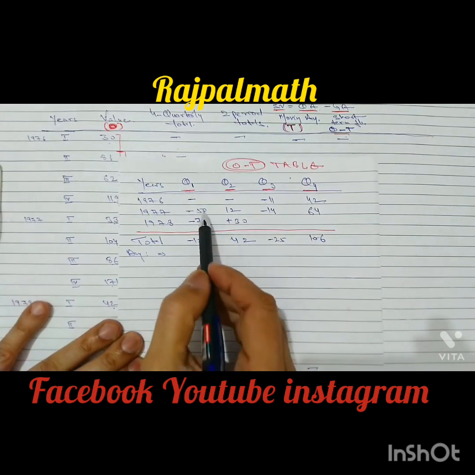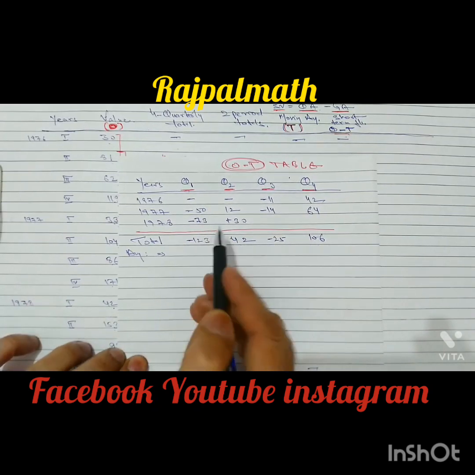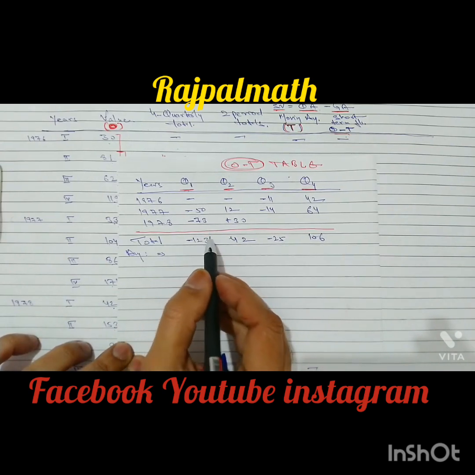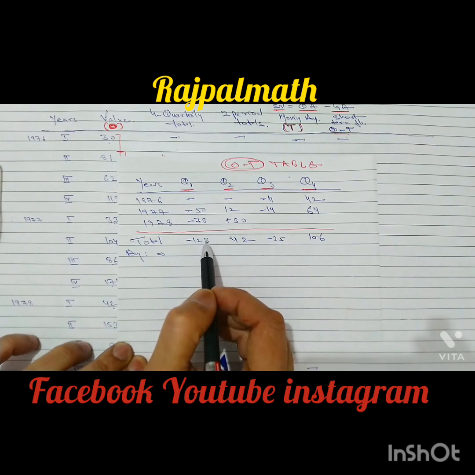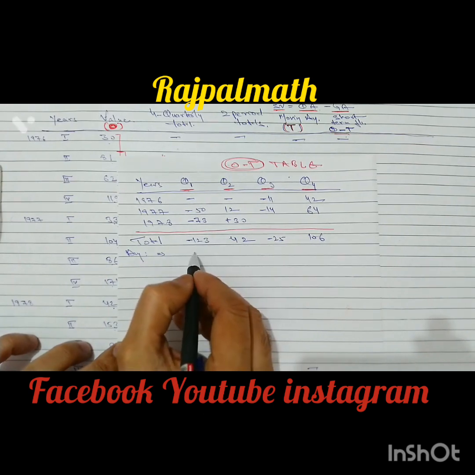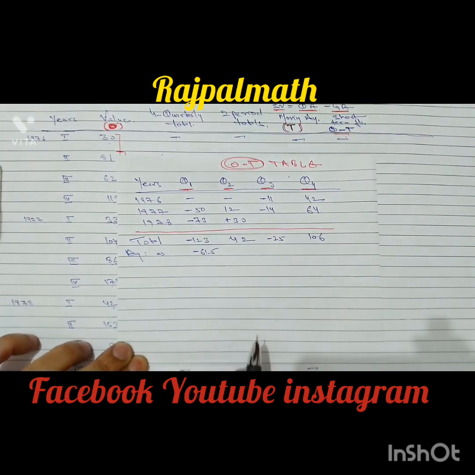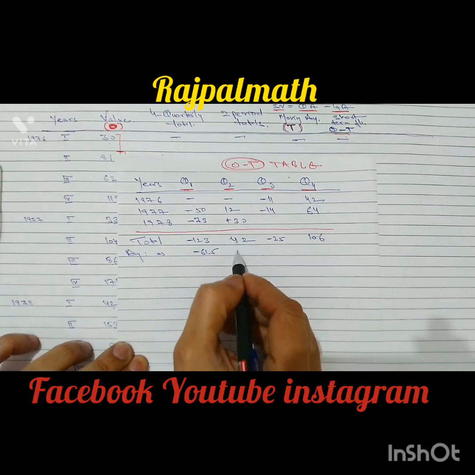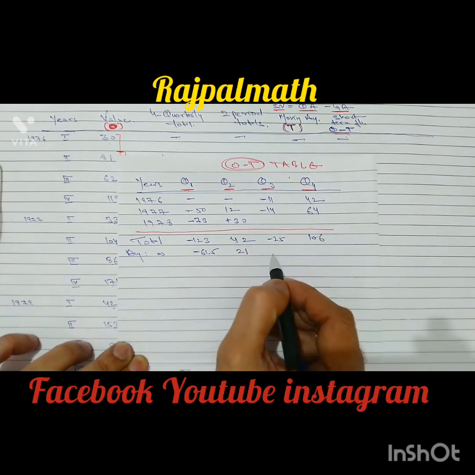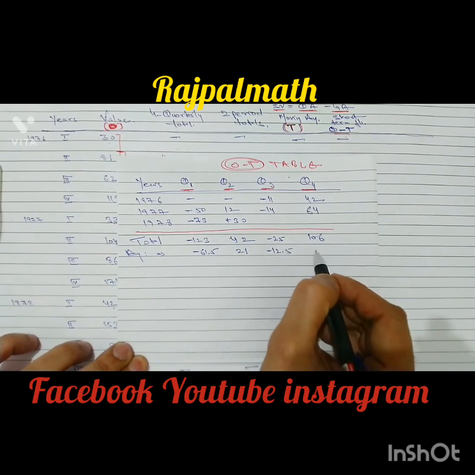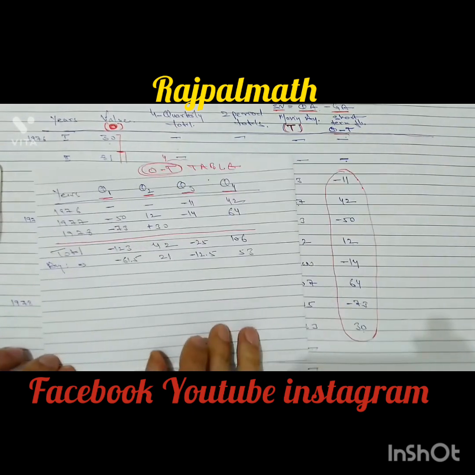123 is a sum of these two terms. Therefore, 123 divided by 2 is 61.5 with a minus sign. Next, this divided by 2 is 21. This divided by 2, minus 12.5. This divided by 2, 53.